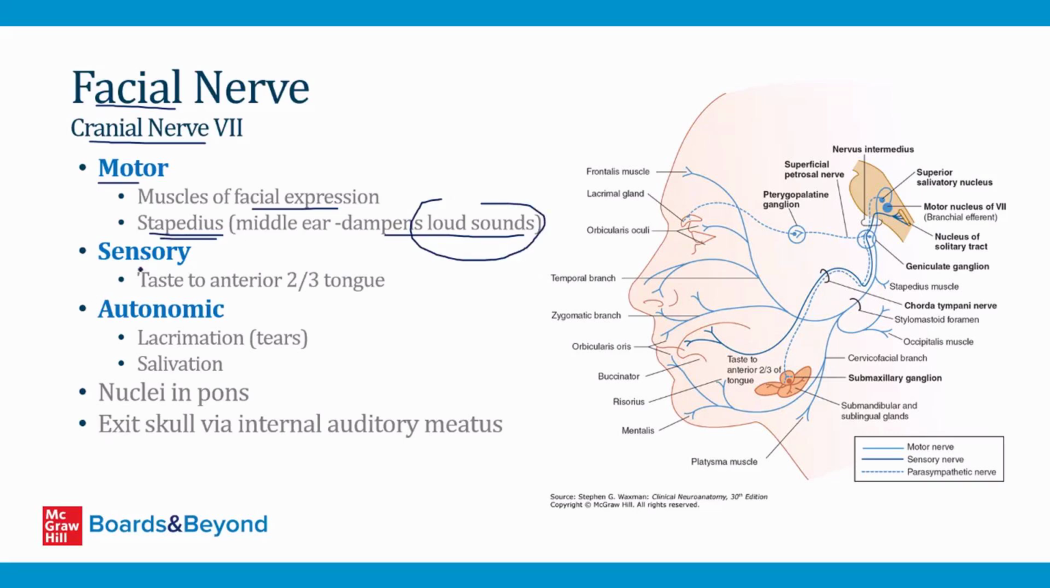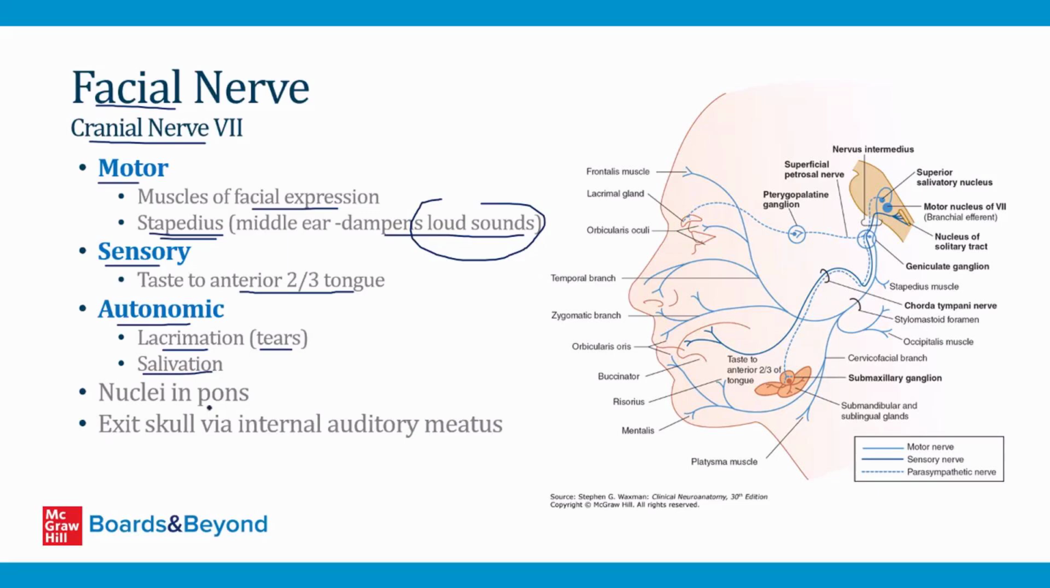The facial nerve also has a sensory role. It provides taste sensation to the anterior 2/3 of the tongue. So when you use the tip of your tongue to taste something, that is being mediated by the facial nerve. And then it also has an important autonomic role. So it's responsible for lacrimation, the production of tears. It's also responsible for salivation and creating saliva in the mouth.